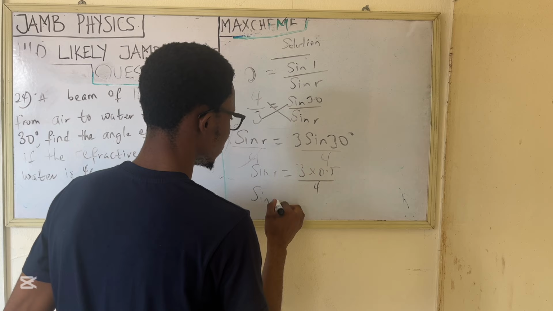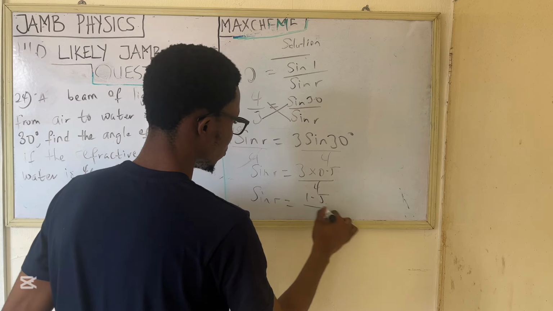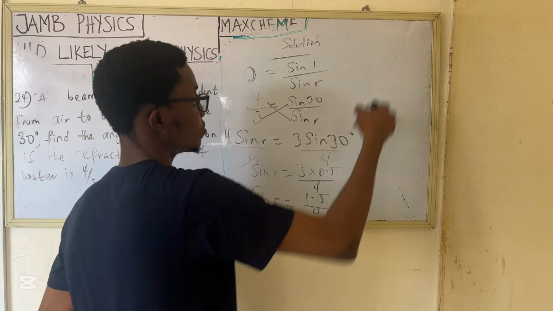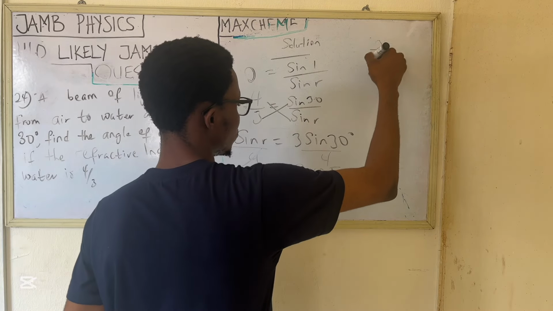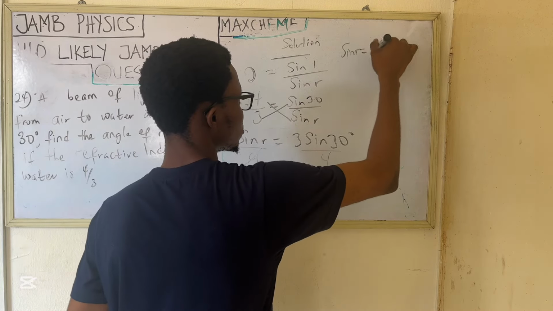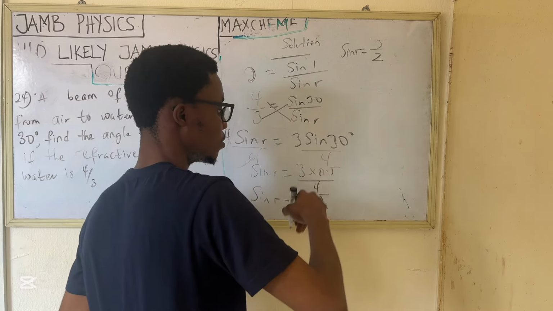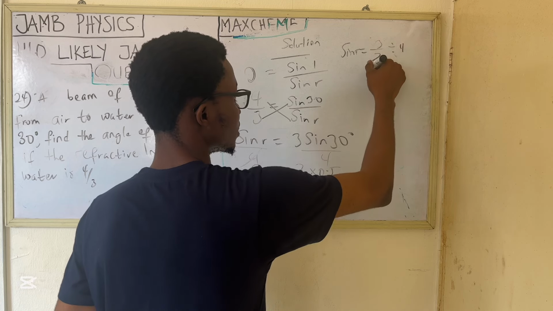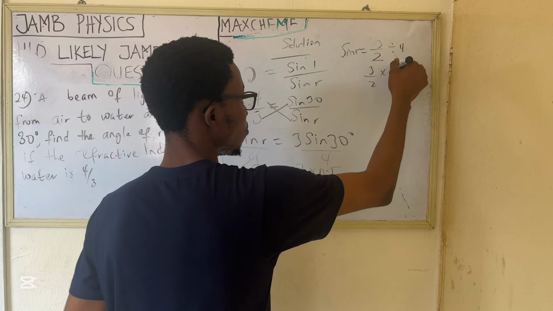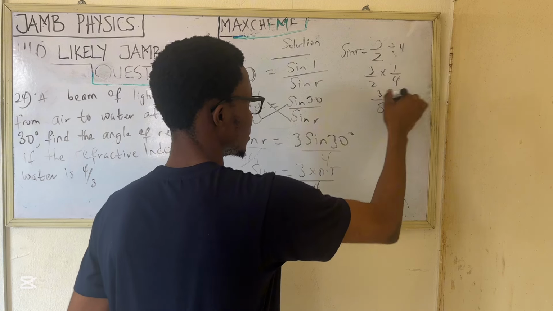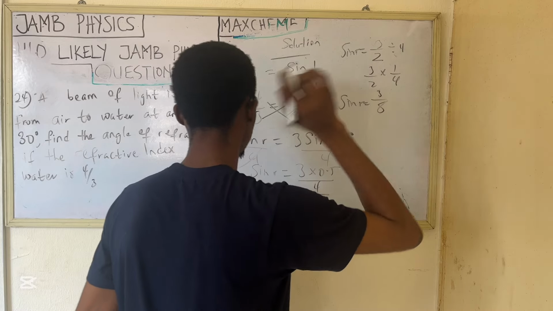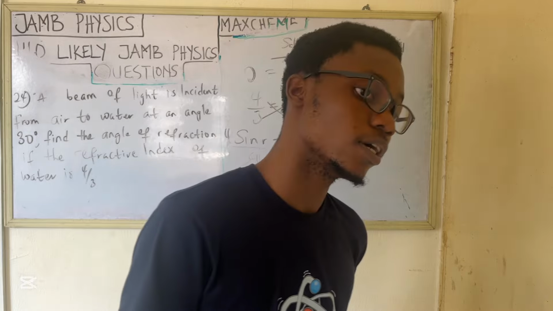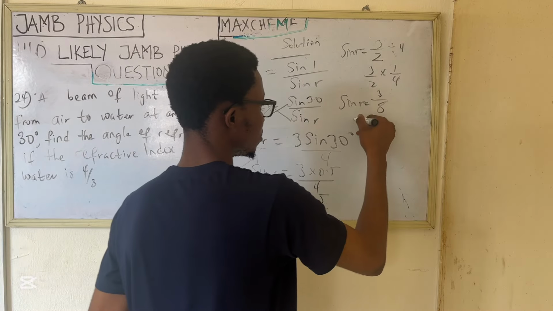Then sine r is equal to 1.5 over 4. And 1.5 is the same thing as 3/2. Then we can say 3/2 divided by 4. Then we can say 3/2 times 1/4. That is 3/8. Sine r is equal to 3/8. We asked you for the angle of refraction. So in this case, it will be r.